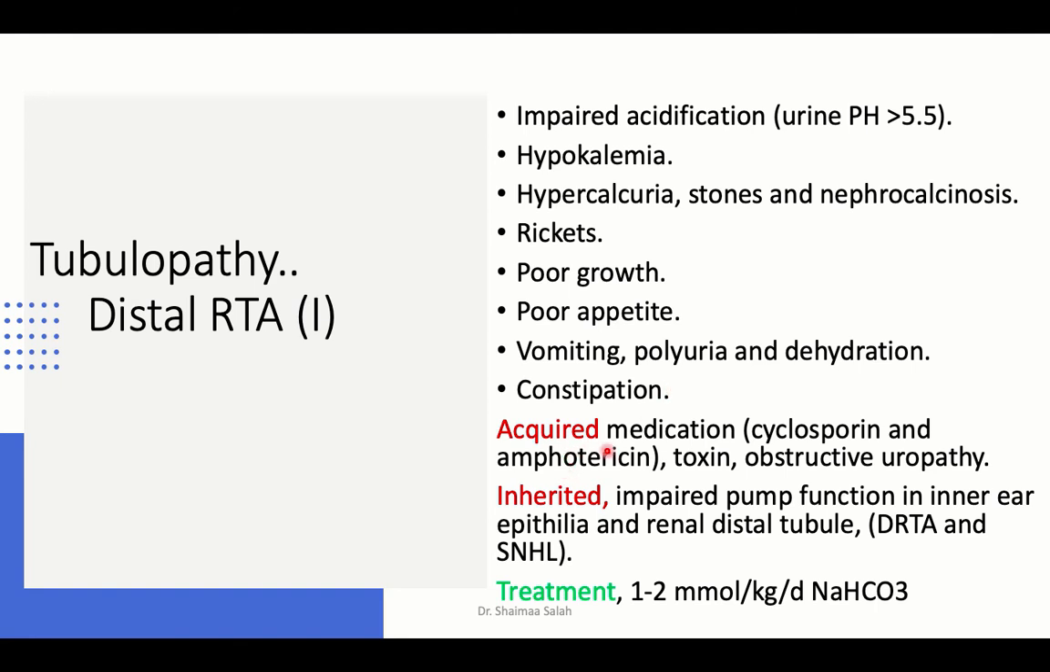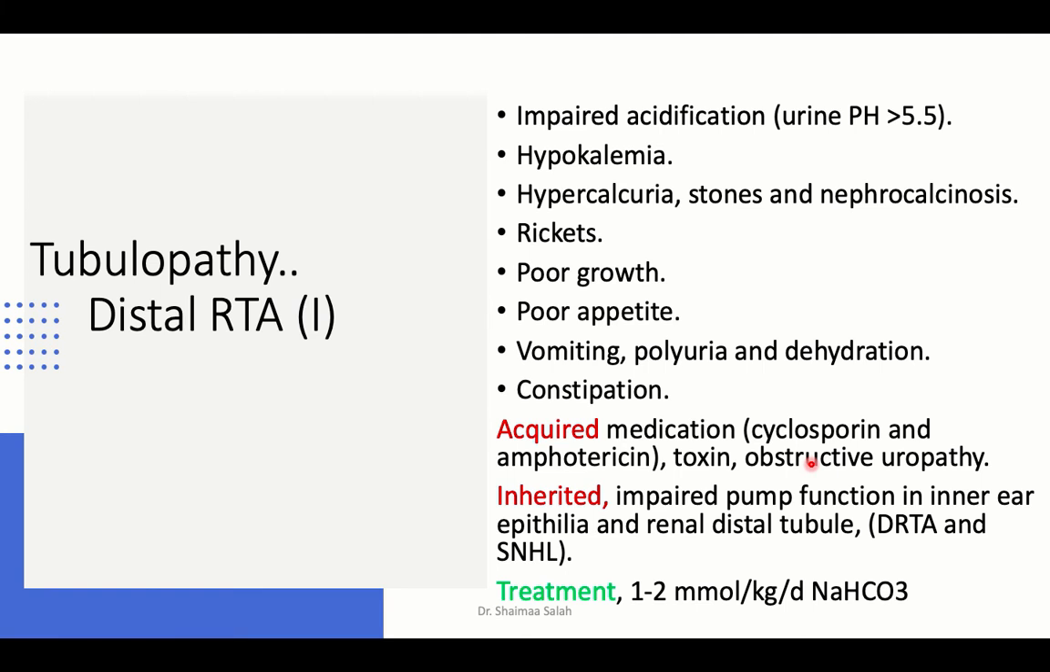So it can be acquired in case of medication use like cyclosporin, which is nephrotoxic, and amphotericin, an antifungal medication that is also nephrotoxic. Also other toxins like gold and lead.